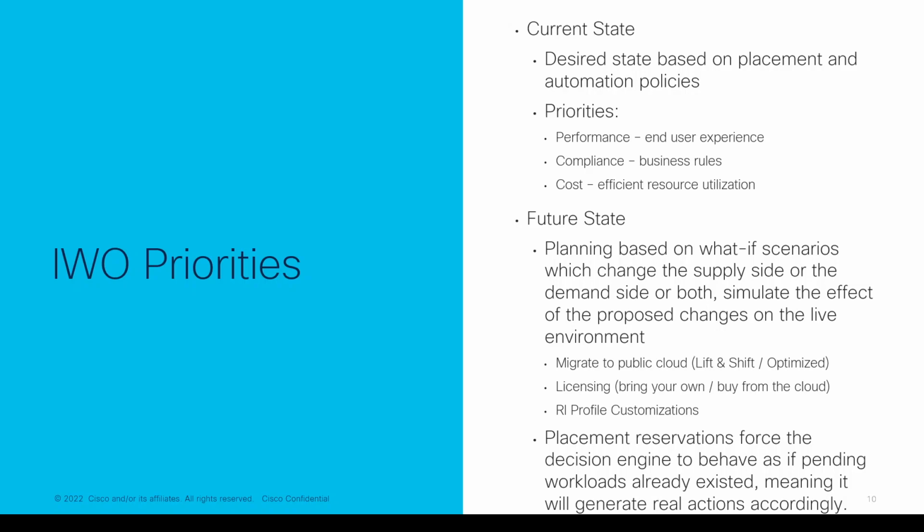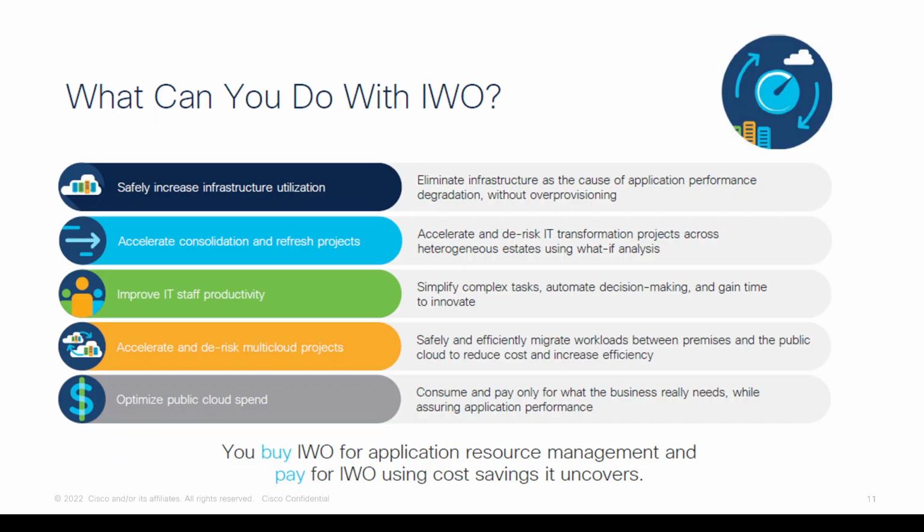So hopefully this explains quite a bit about what Workload Optimizer values when it's evaluating criteria for the decision engine, making its recommendations, and the types of intelligence that it can bring, the types of decisions that it can help you make. So I guess to summarize, what can you do with IWO?